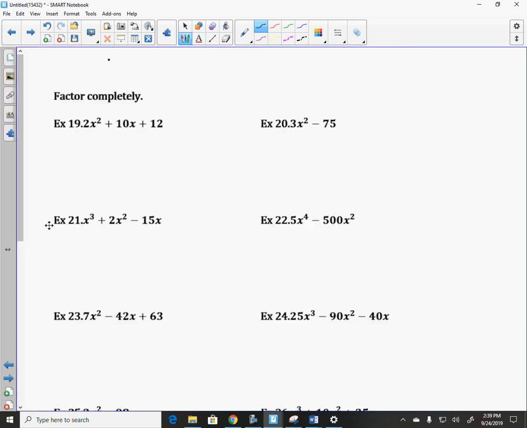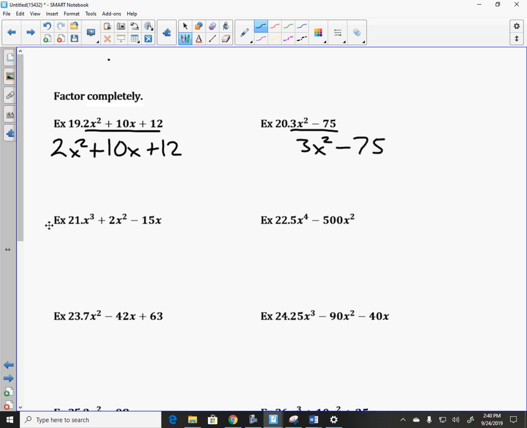Okay, flip it over. I'm going to do two problems with you, and then you're going to do some work together on this. Again, they kind of run together. We've got 2x squared plus 10x plus 12, and 3x squared minus 75.